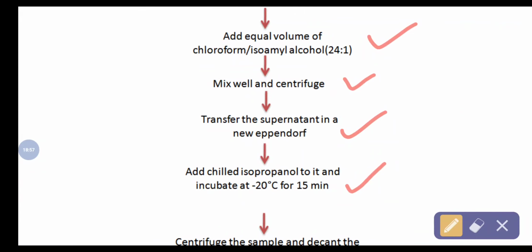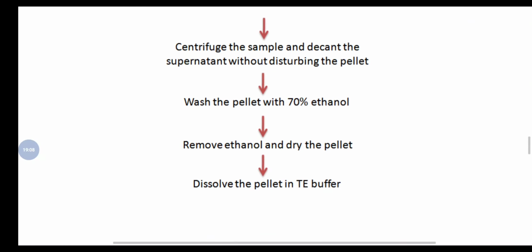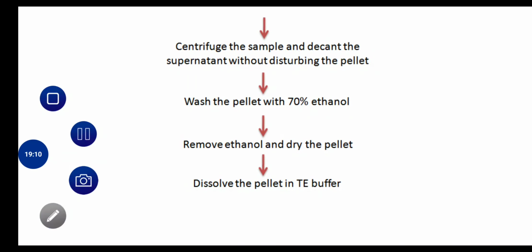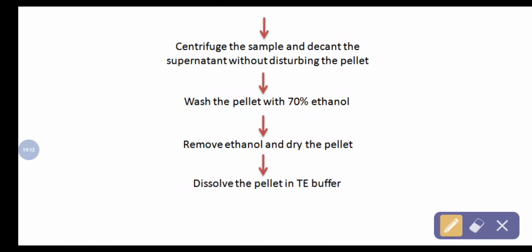The isopropanol will precipitate the DNA. We will incubate it at -20 degrees Celsius for 15 minutes, and after that, again do the centrifugation step, right? And decant the supernatant without disturbing the pellet, because we have already precipitated the DNA. If you want to know the function of isopropanol and how it works, please go and watch the video on precipitation of DNA.